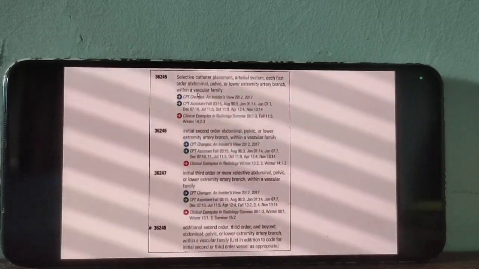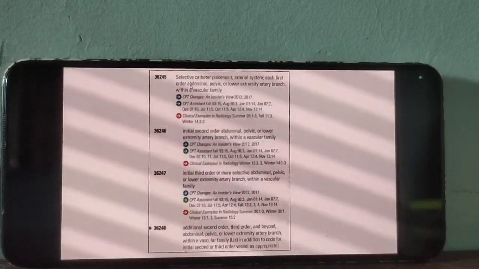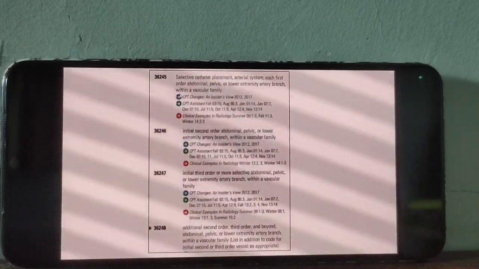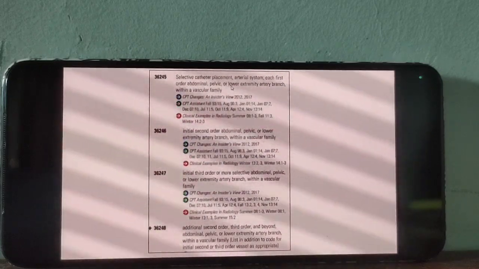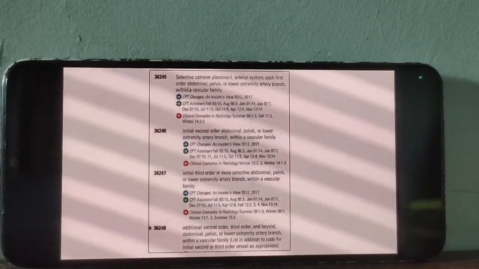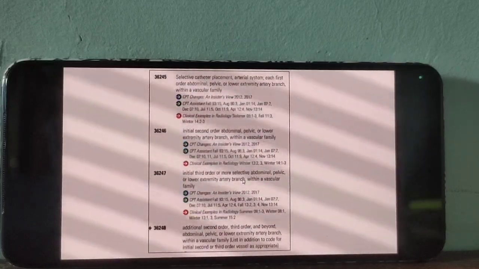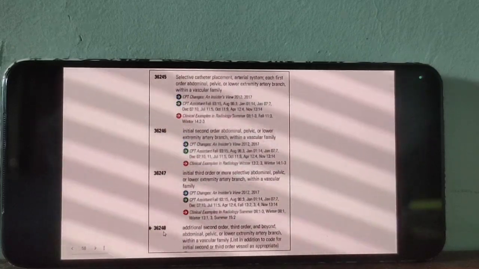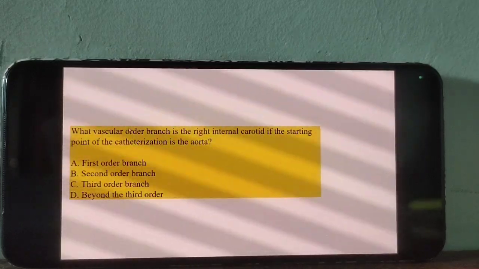These code sections are for abdominal, pelvic, lower extremity. First of all, you have to check the entry site. So our primary code is 36245. This is always our entry site. For first order, second order, third order, and beyond the third order, and the corresponding additional terminations, we should report 36246. That's it.